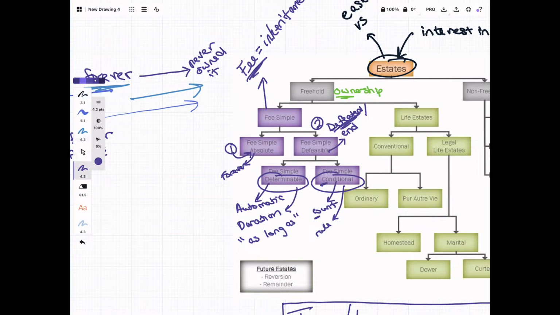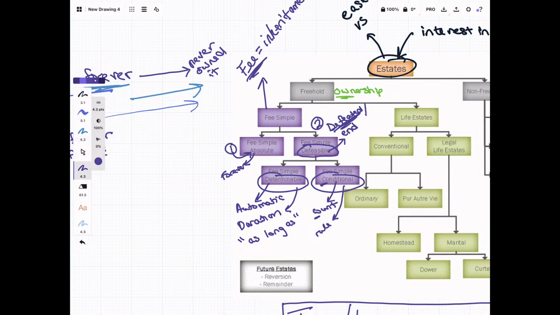And of our fee simple estates, you could possibly own it forever, which is our fee simple absolute, our number one. Or you could possibly own it forever, our fee simple defeasibles, which are number two. And if you could possibly own it forever, we have two options. You're either going to own it and you automatically lose ownership, or you're going to own it and somebody has to take you to court for them to get ownership back.